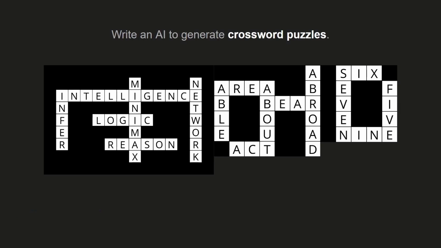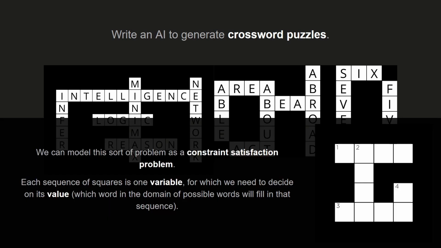So write an artificial intelligence to generate crossword puzzles. We have the 3 results right here. There's 3 different options suggested by them. And so we can model this sort of problem as a constraint satisfaction problem. Each sequence of squares is one variable for which we need to decide on its value. So we have the variable that corresponds to each of the words, and each variable has a domain of the possible words that will fill in that sequence.